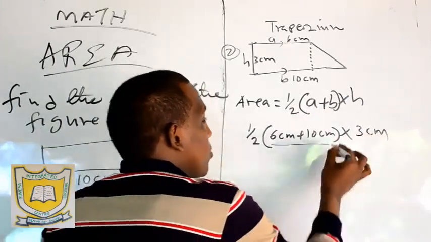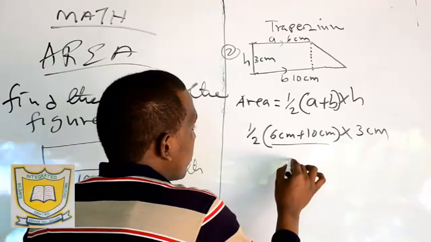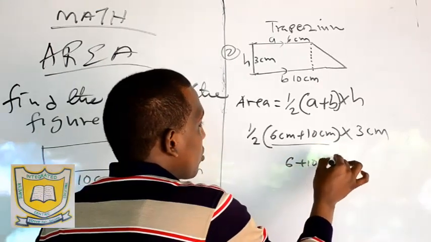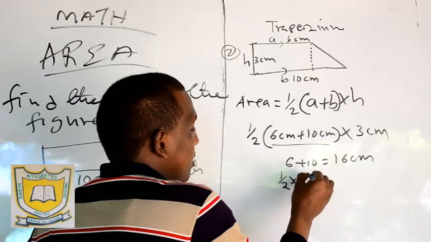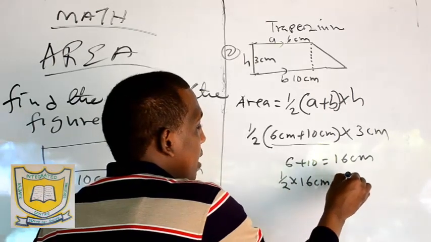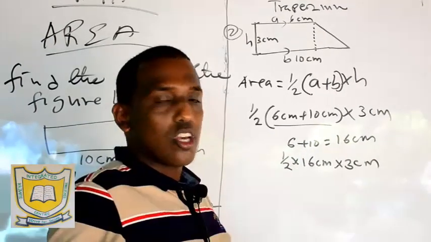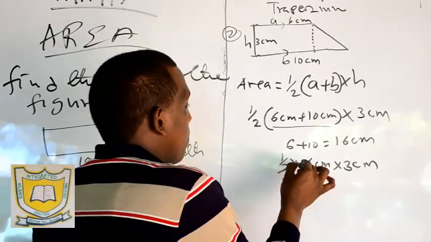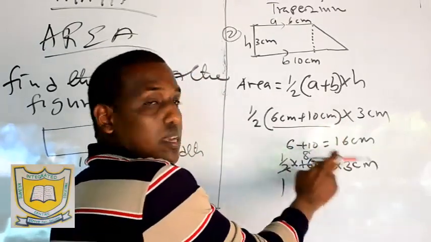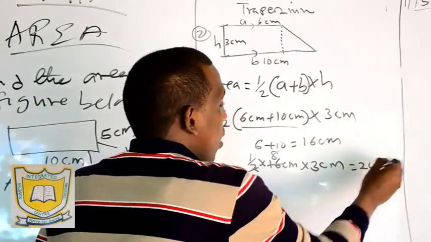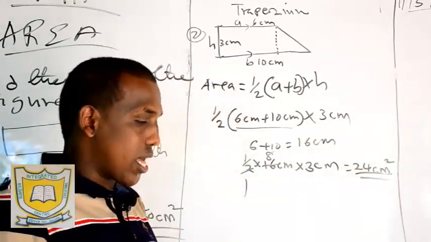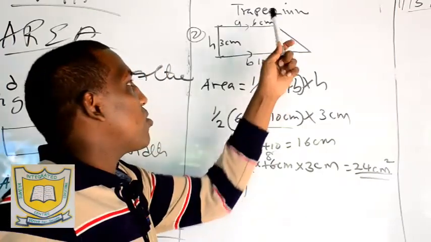So first we deal with the bracket. We say 6 plus 10, which is equal to 16 centimeter. So a half times 16 centimeter multiplied by 3 centimeter. By 2, 1 by 2, 8. 8 times 3, 24 centimeter squared area. So you get the area of this trapezium.